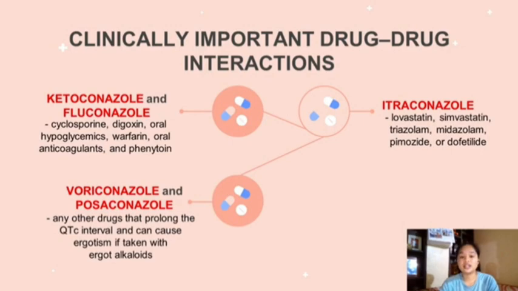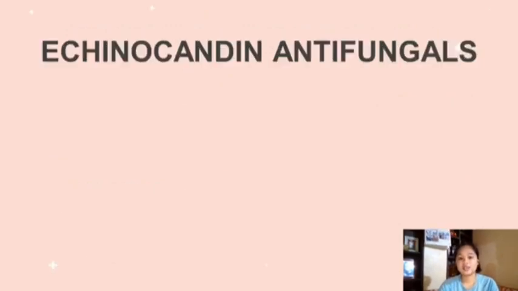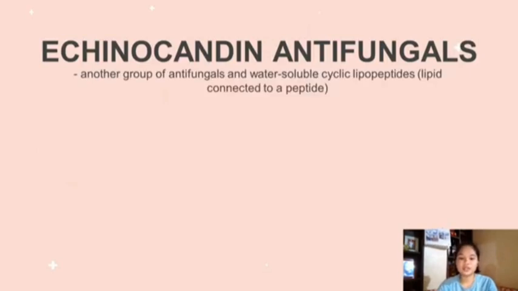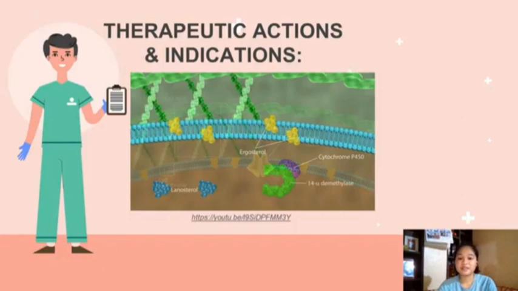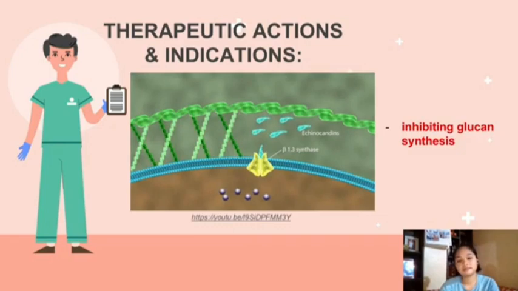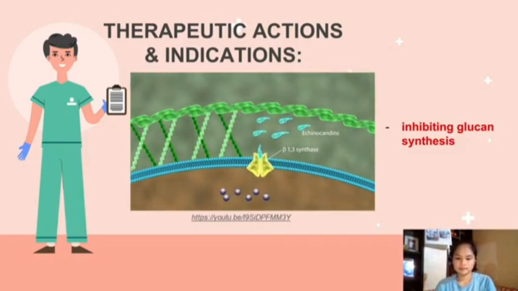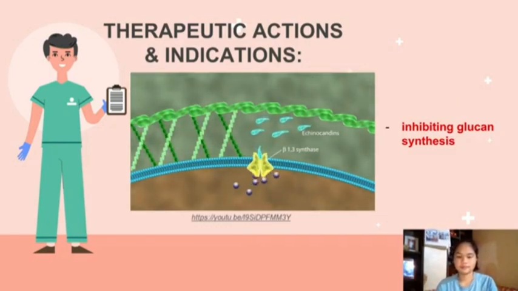as with ergot alkaloids. Another class is the echinocandin antifungal, a water-soluble cyclic lipopeptide. Drugs like anidulafungin or Eraxis, caspofungin or Cancidas, and micafungin or Mycamine belong to this class. If azoles bind to sterols, the echinocandins inhibit the glucan synthesis. This may lead to death of the cell wall due to the blocking. Here is the video. Echinocandins inhibit the synthesis of beta-1,3-glucan, which is required for cross-linking between chitin and beta-1,3-glucan that gives toughness to the cell wall.